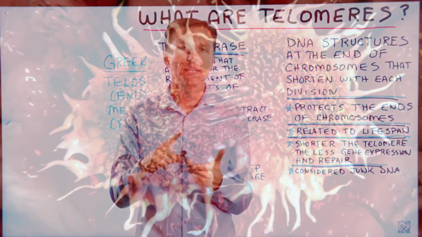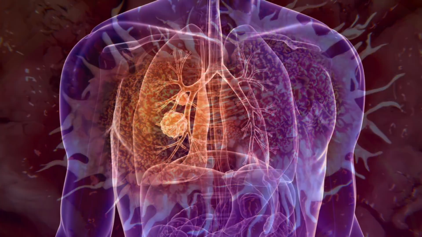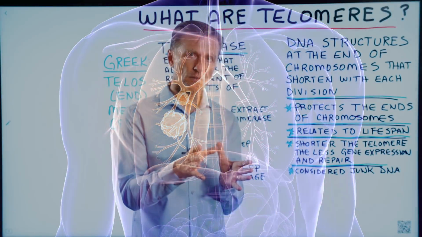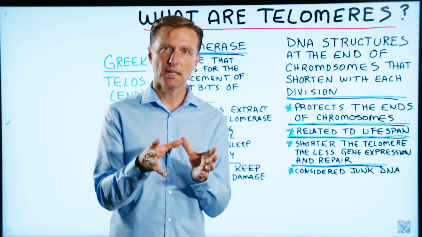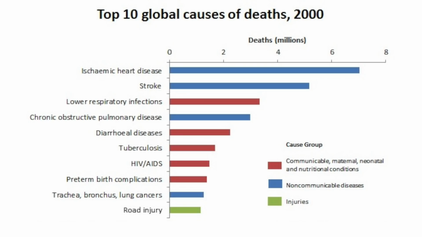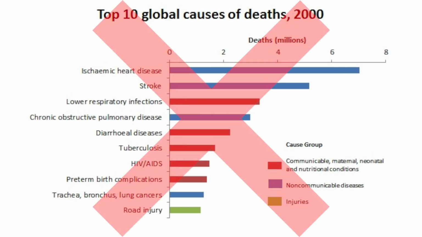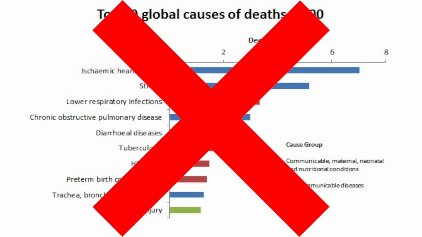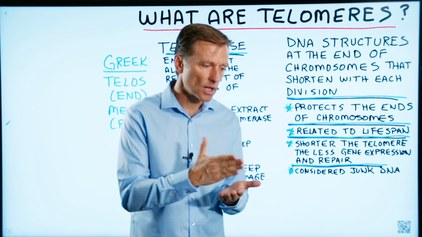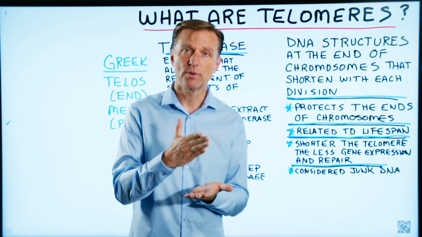Now, what I'm interested in is taking the top reasons why people die: heart attacks, stroke, kidney failure, cancer, lung disease, and then teaching you what you can do to take your weak link and strengthen it. Because if we can actually eliminate the top reasons why people die, you're going to live longer, regardless of your telomeres.